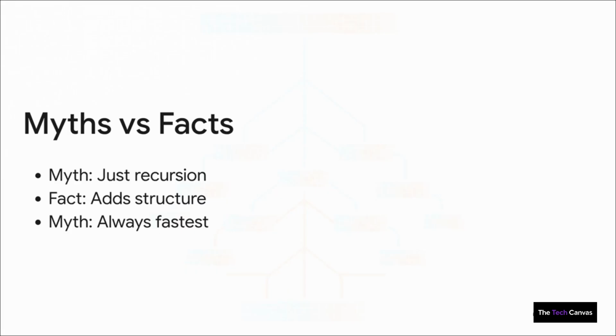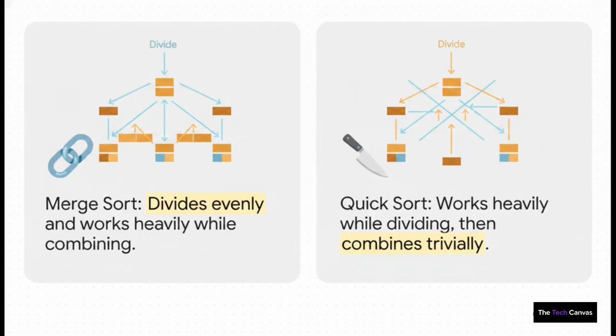Another huge myth is that it's universally the fastest approach. It just isn't. For problems with overlapping subproblems, things like dynamic programming or greedy algorithms are actually going to be way better suited. Also, because merge sort and quicksort are the two most famous examples, people constantly assume they're basically the same thing. But look at the fundamental difference here.